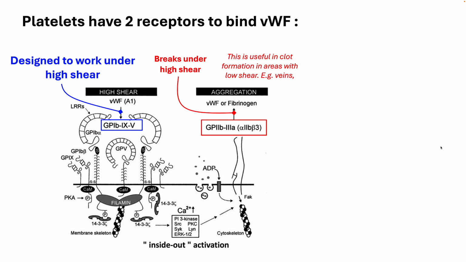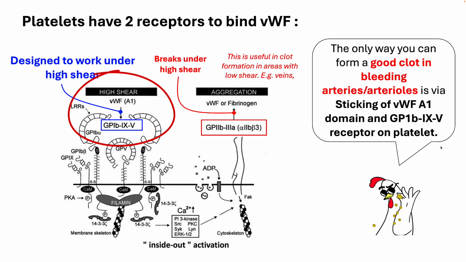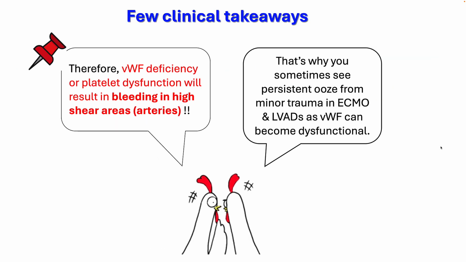In arteries, the platelet interacts with von Willebrand factor by a totally different receptor. It's glycoprotein 1B, which is designed to work under high stress. So for a good clot formation in the arteries or arterioles or high shear areas, you need this interaction. We'll see how the difference between these two will help you understand the difference between platelet function assay and platelet mapping.